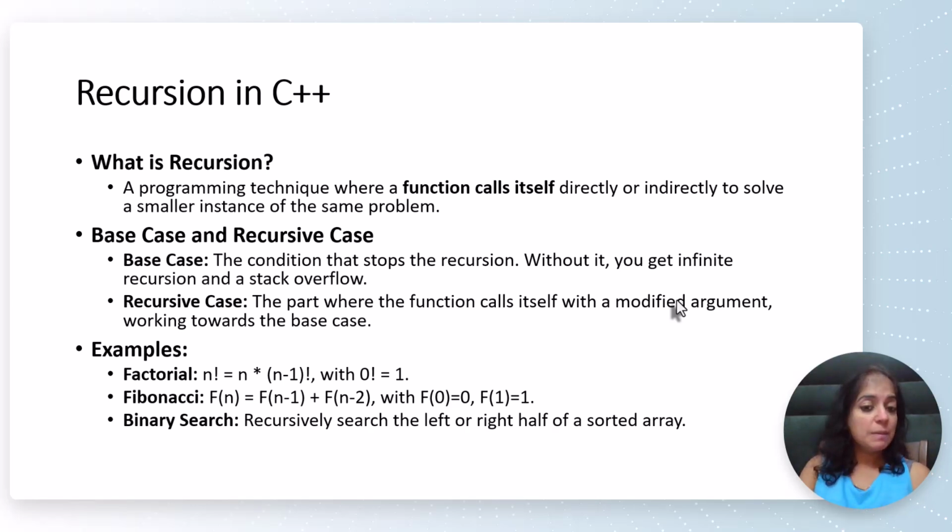So the base cases are f0 equals 0 and f1 equals 1. That means the first two values are 0 and 1. So these are the base cases.